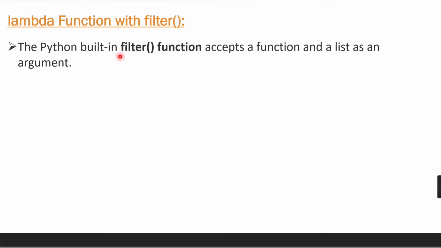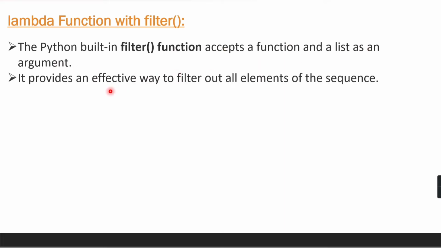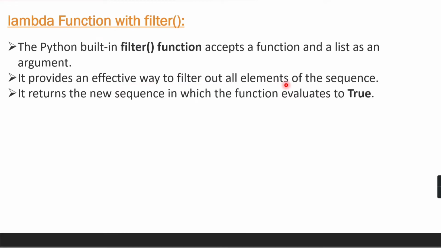So the Python built-in filter function accepts a function and a list as an argument. So this filter function is a built-in function which accepts two parameters. One is a function and another one is a data type, which can be a list as well as tuple. So it provides an effective way to filter out all the elements of the sequence. It returns the new sequence in which the function evaluates to true.